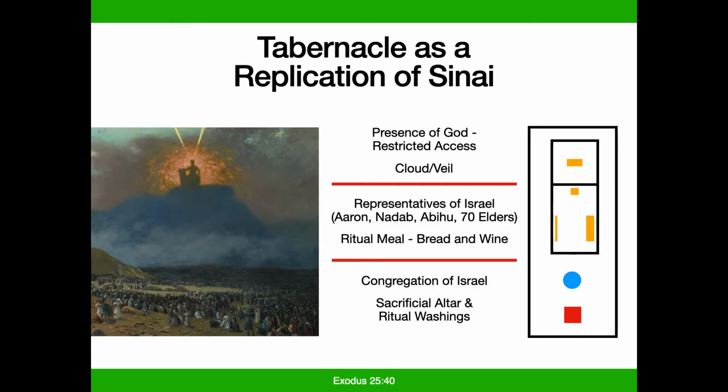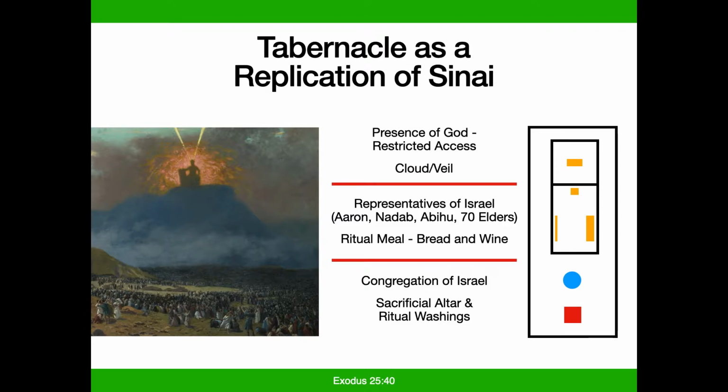So the tabernacle as a replication of Mount Sinai. I took the tabernacle diagram and put it upward so that the presence of God was the highest, like Sinai. So we have the presence of God where Moses was. He was the only one allowed there. It's very restricted access. Likewise, the Holy of Holies is restricted access, and it's restricted by that cloud, the veil.